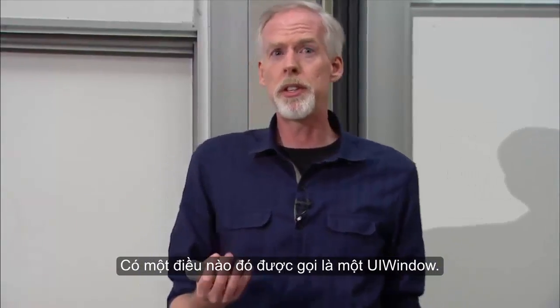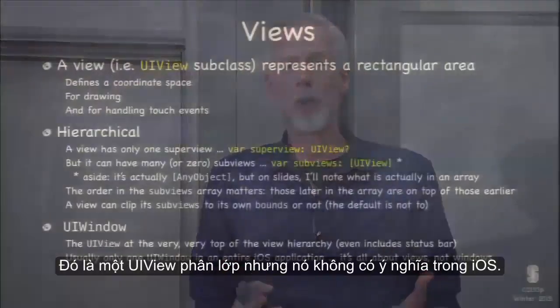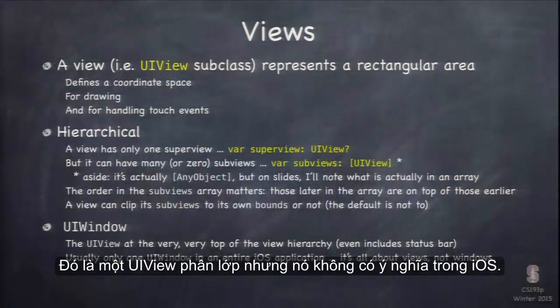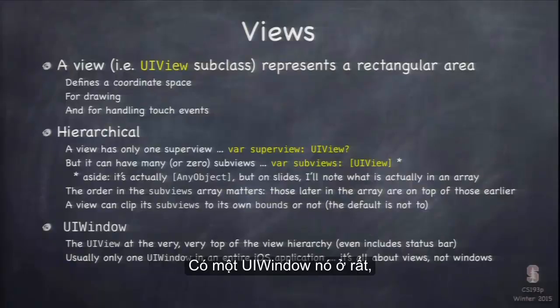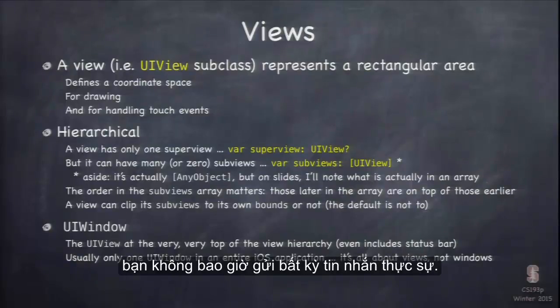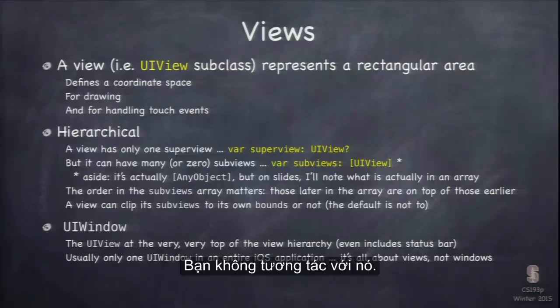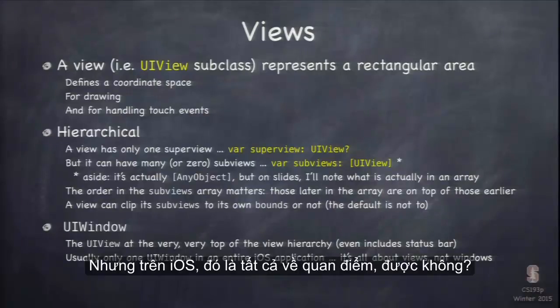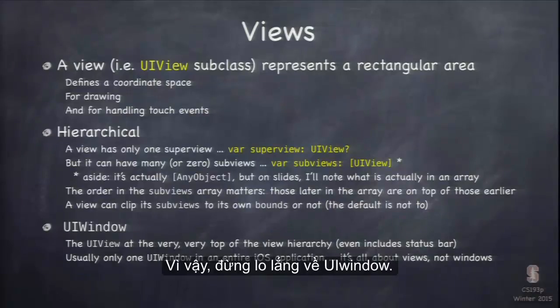UIWindow, there is a thing called a UIWindow. It's a subclass of UIView, but it has no meaning really in iOS. There is a UIWindow. It's at the very, very top of each device screen, but you never send it any messages really. You don't interact with it. It's all about views. Okay? On a desktop, windows matter, but on iOS, it's all about views. Okay? So don't worry about UIWindow.